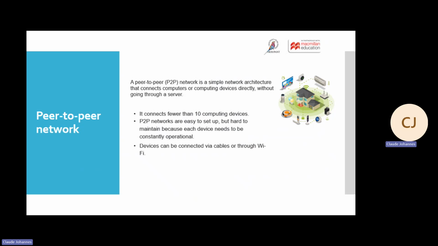Secondly, we look at peer-to-peer networks. A peer-to-peer network is a simple network architecture that connects computers or computing devices directly without going through a server. So this is your Wi-Fi or internet that you have at home. It connects fewer than 10 computing devices. Peer-to-peer networks are easy to set up, but hard to maintain because each device needs to be constantly operational. Devices can be connected via cables or through Wi-Fi.